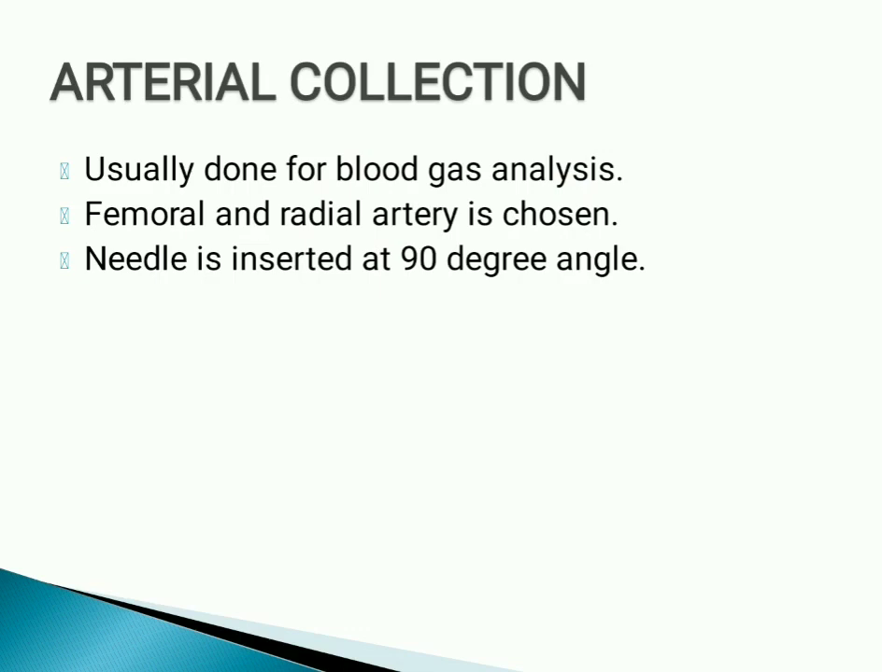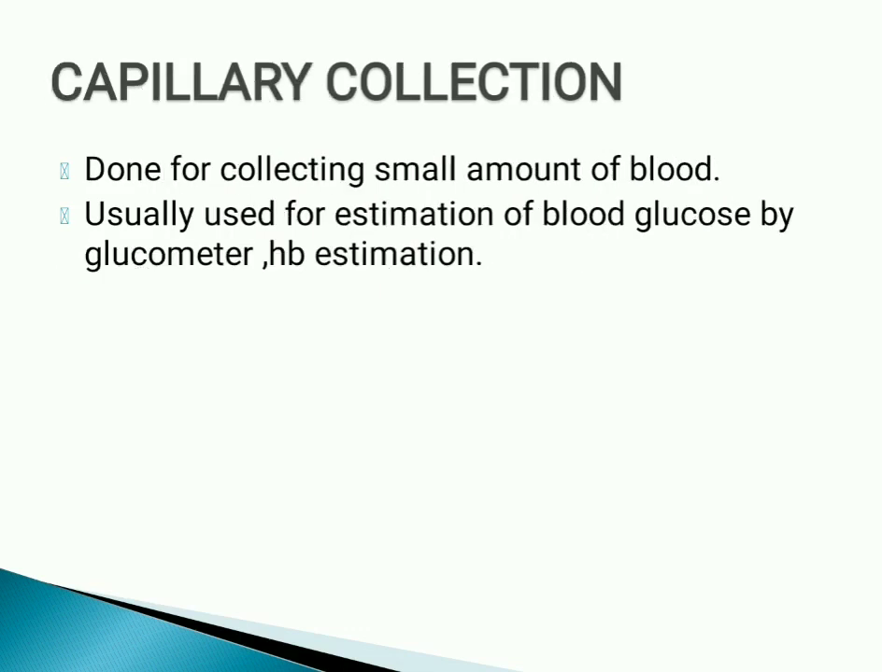Now arterial collection. This is done only by a highly trained technician, nurse, or physician. Usually done for blood gas analysis. Femoral and radial arteries are chosen. The needle is inserted at a 90-degree angle. Capillary collection is done for collecting a small amount of blood. Usually used for estimation of blood glucose by glucometer, Hb estimation, as well as blood grouping.